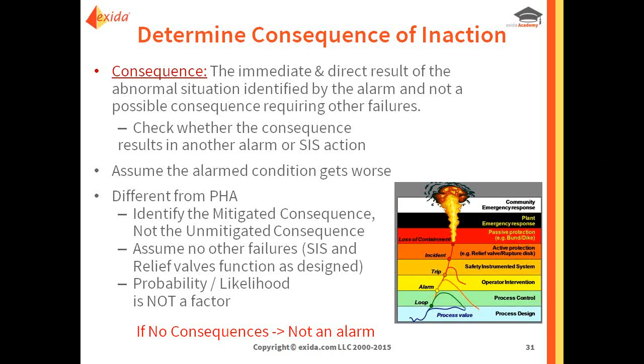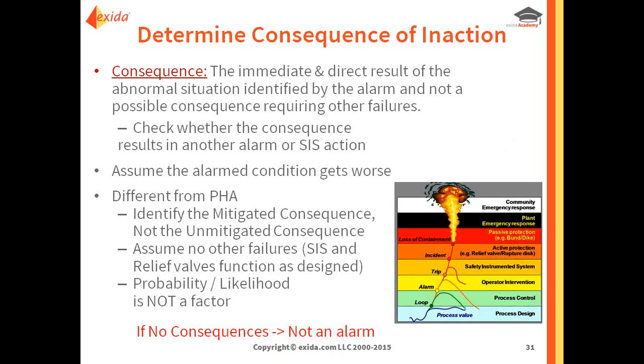So the consequence for alarm rationalization is the direct next consequence, the next thing that happens, the next layer of protection that activates. So in this layer protection drawing, the consequence of failing to respond to the alarm is actually the trip of the safety instrumented system. Now if this was a PHA, the consequence would be the explosion or the fire, whatever this represents. And that is, of course, the unmitigated consequence.